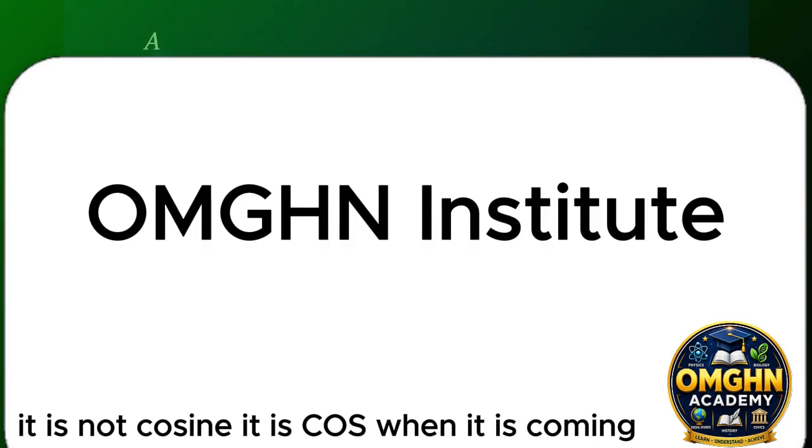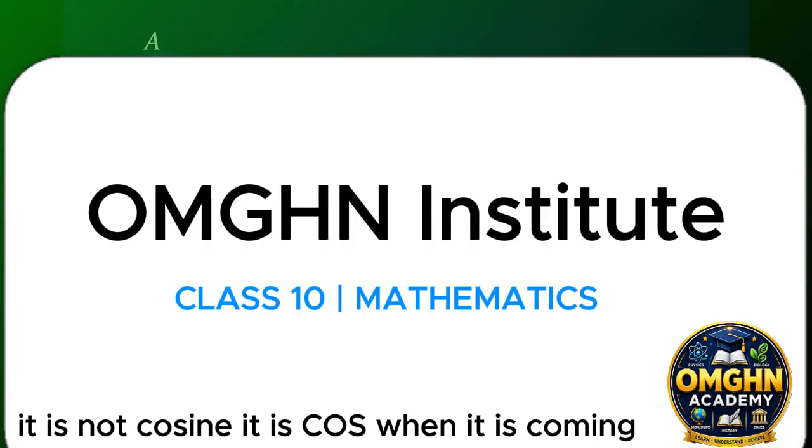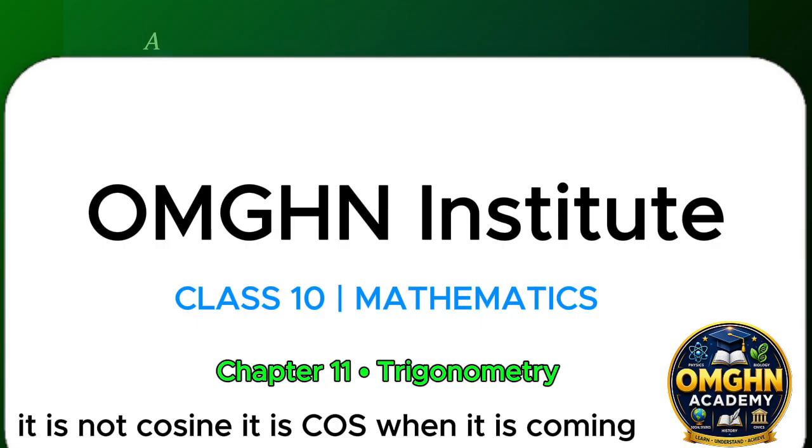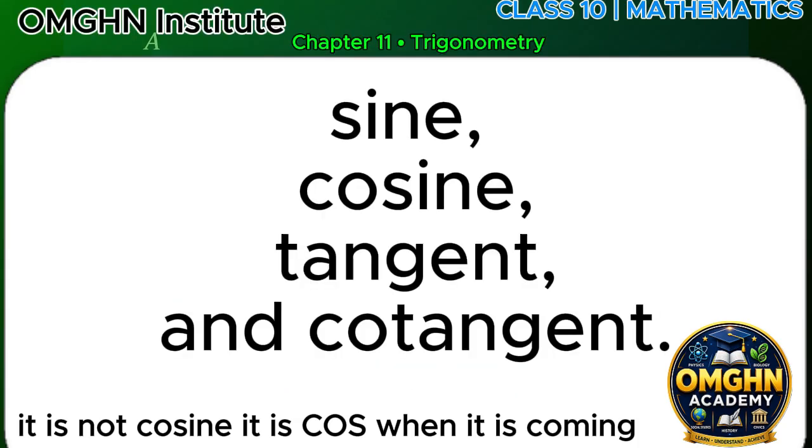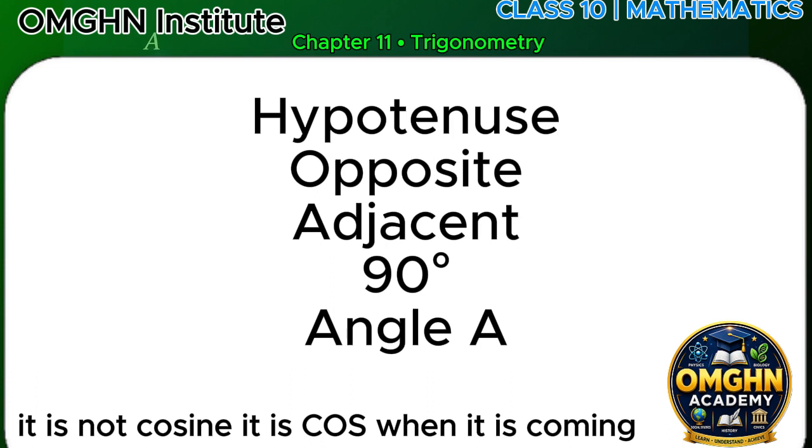In today's class, we are going to learn Class 10 Mathematics, Chapter 11, Trigonometry, Exercise 11.1. Students, in this exercise, we are going to solve questions based on sine, cosine, tangent, and cotangent. Don't worry if trigonometry looks difficult in the beginning. Once we understand how to identify the opposite side, adjacent side, and hypotenuse, most of these questions become very easy.